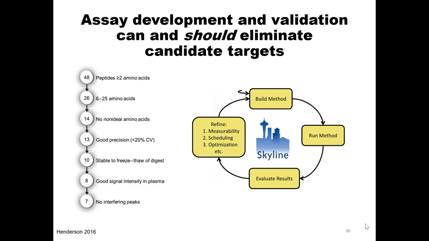He did a stability test, which further eliminated 3 of the targets. They weren't stable under freeze-thaw conditions. 2 more targets were eliminated because they didn't have a good signal intensity in plasma. And then finally, he ended up with 7 targets that had no interferences, good signal intensity, stable to freeze-thaw, good precision, and so on. I like this figure because I think it's a good message for us to remember: he started with almost 50 candidates and only 7 of them survived all these validations. And that's not a bad thing, that's a good thing, because now we know these 7 are good proxies for the protein. It's not about more is more, it's about quality, not quantity of your analytes.